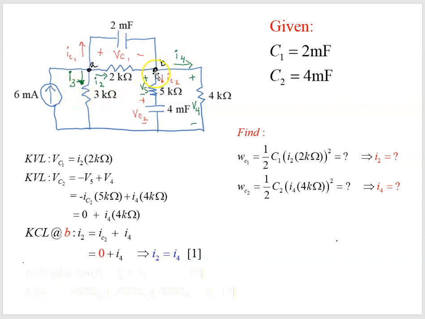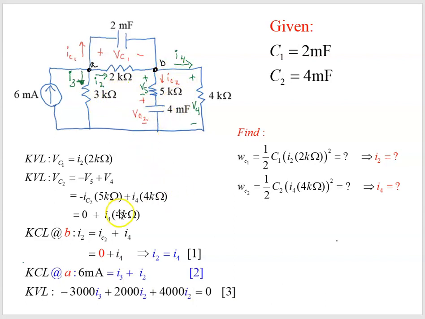We've already done a KCL over here, so we could do a KVL around this loop to try to determine our I4. So again, our KCL at A, and then our KVL here, we could just do that KVL in Ohm's law like we would do with our mesh analysis. We get negative 3,000, we're going in the opposite direction of I3, times I3 plus 2,000 times I2 plus 4,000 times I4, but we've shown that I4 is equal to I2.